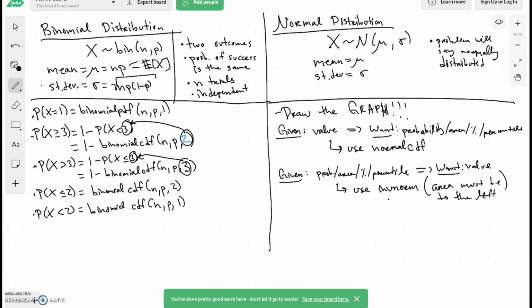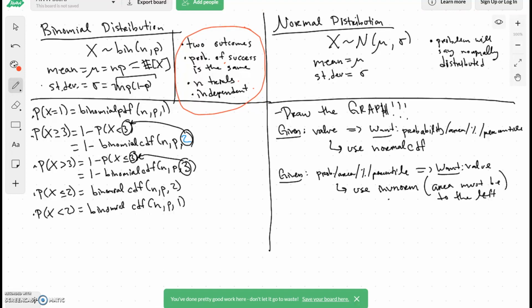But I just want to lay out when we use binomial and when we use normal. So with binomial, a couple of things that you have to know is that binomials always have two outcomes. So make sure that in the problem you have two different outcomes, and we have probability of success and trials, and they're all independent. Then it's going to be a binomial distribution. This is how we write it: X is distributed binomial with n, p. N is the number of trials, and p is the probability of success.